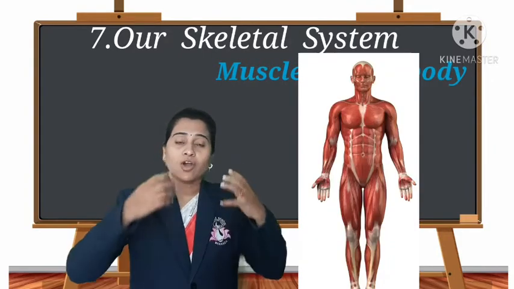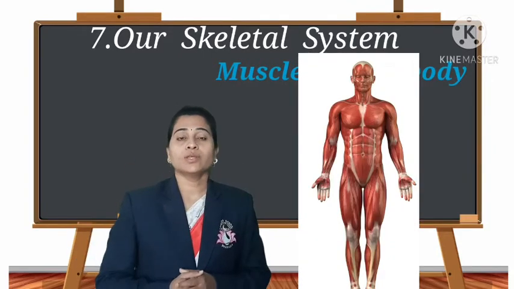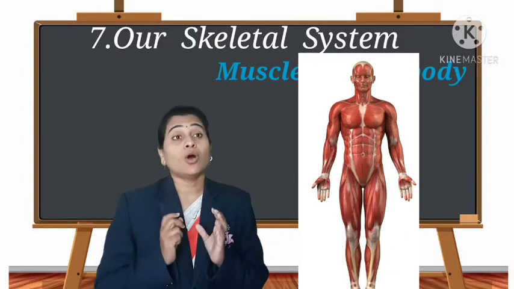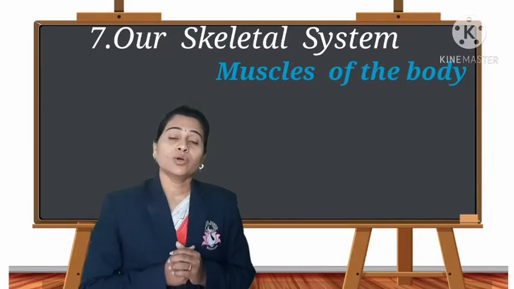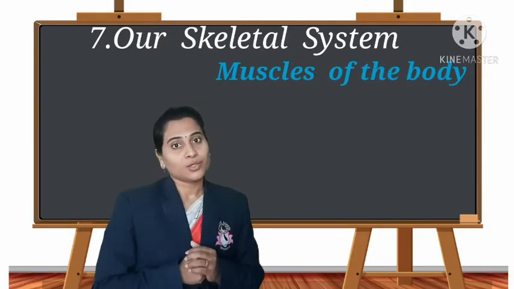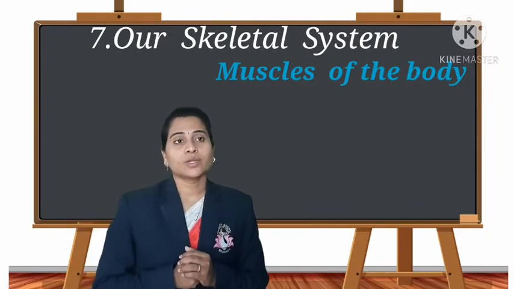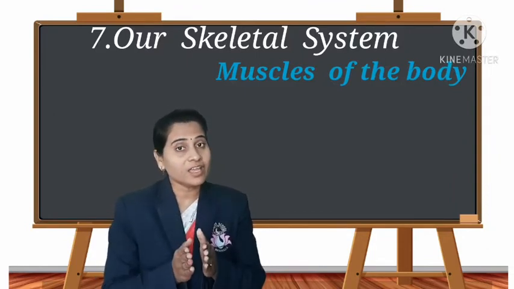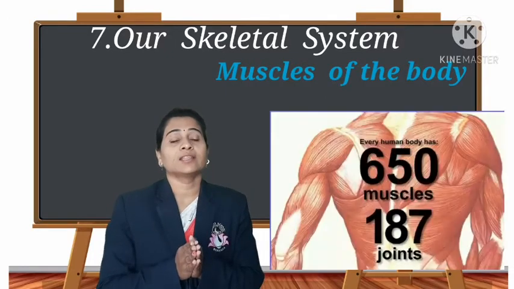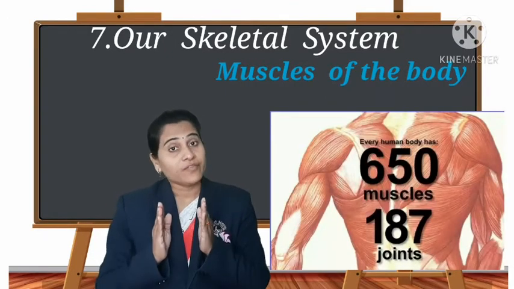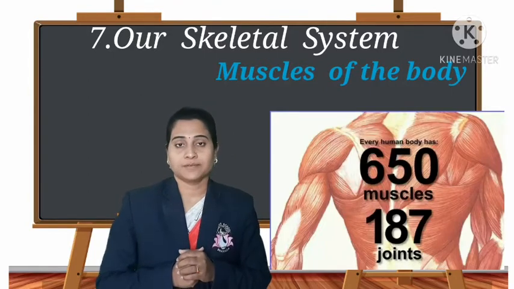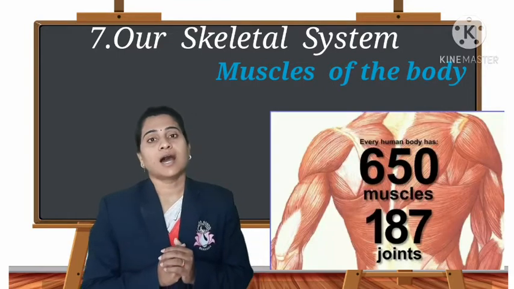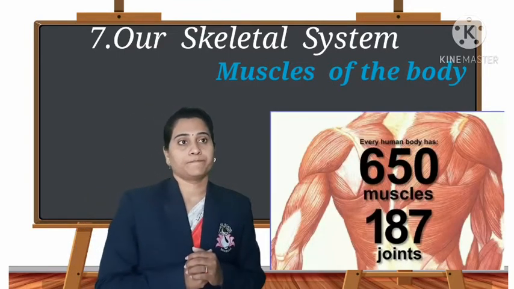So students, where are these muscles found in our body? Muscles are present all over the body. Just as bones are present all over the body, muscles are also present all over the body. You know the total number of bones is 206, so in an adult person's body, 206 bones are present. In the same way, 650 muscles are present in our human body.